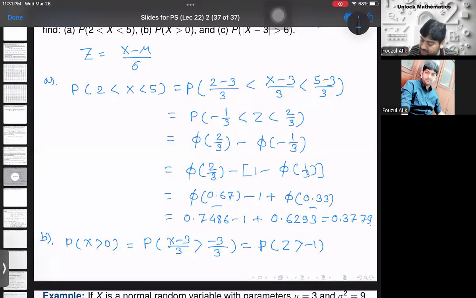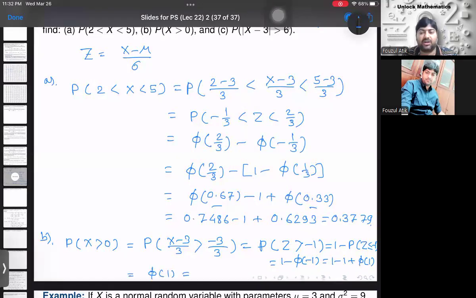So now this is actually z, so p of z is greater than minus 1. And then by probability calculation, this is 1 minus p of z less than or equal to minus 1. But again, we know that this is 1 minus phi of minus 1. But phi of minus 1 we can write as 1 minus phi of 1. So this is equal to 1 minus 1 plus phi of 1 by the property. So this is basically phi of 1.